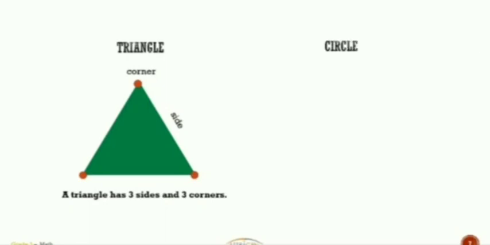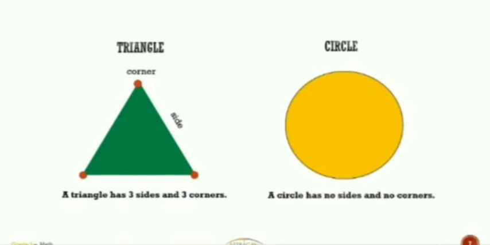Now triangle. A triangle has 3 sides and 3 corners. Now come to circle. A circle is like the shape of your watch; it has no sides and no corners.